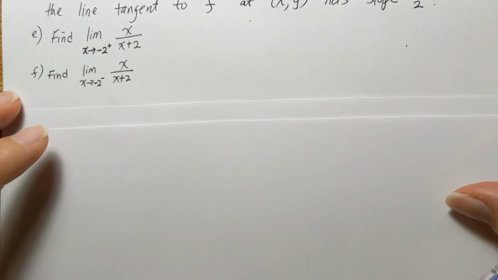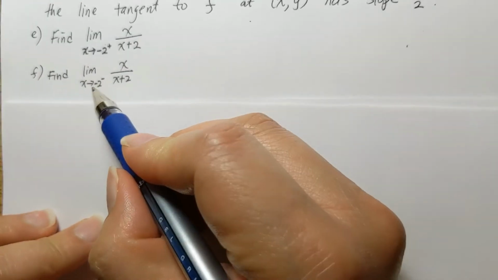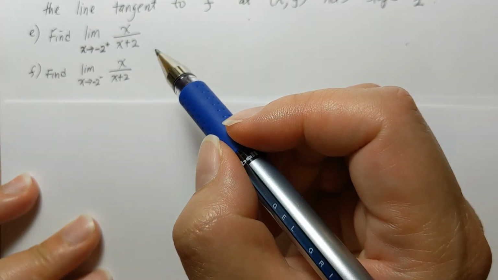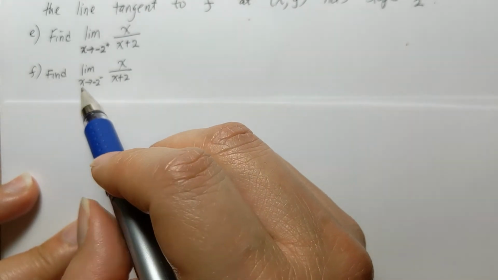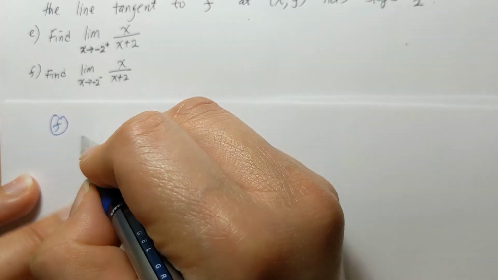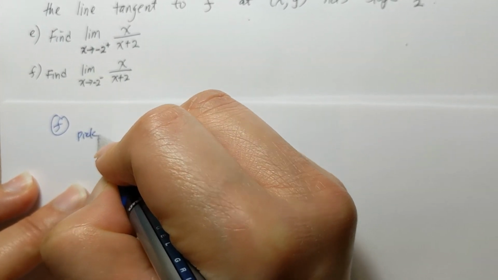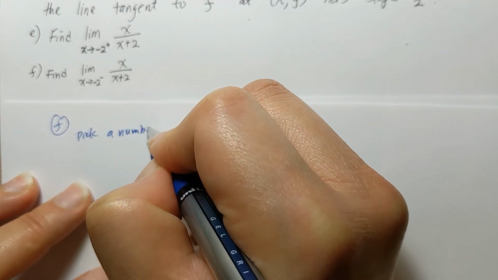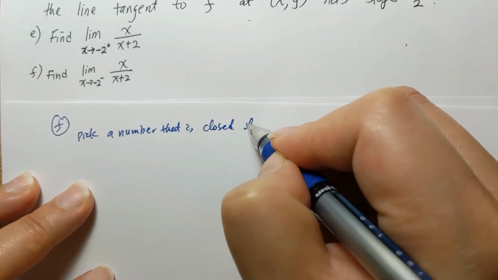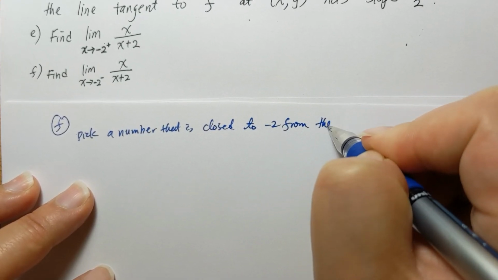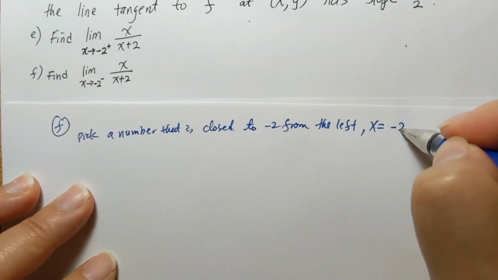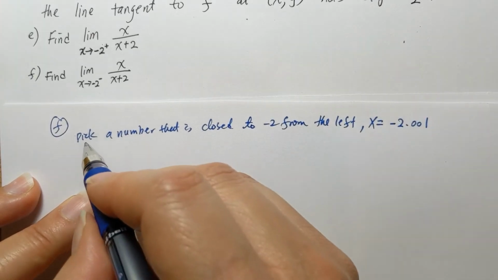So for part F, we know that x equal negative 2 is a vertical asymptote. So there are only 2 answers. You are going to get positive infinity or negative infinity as x tends to negative 2 from the left side. So I am going to pick a number that goes to negative 2 from the left. So let's say x equal to negative 2.001. This part you don't have to write down.